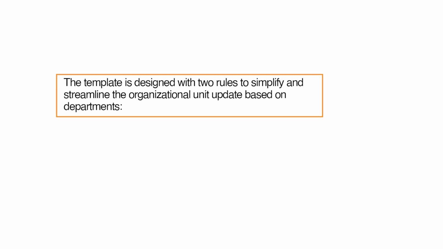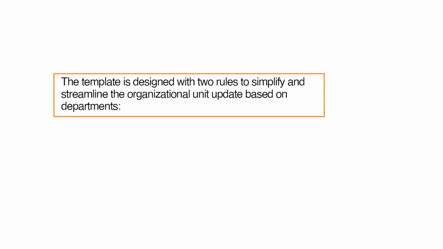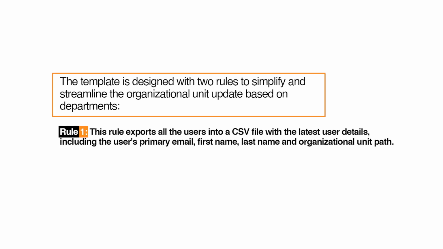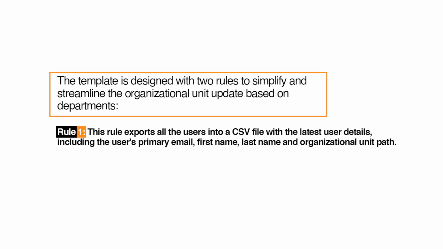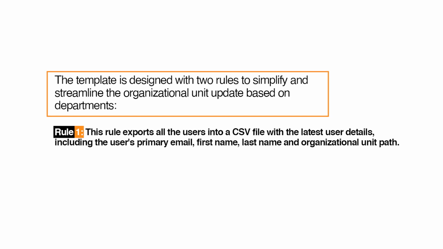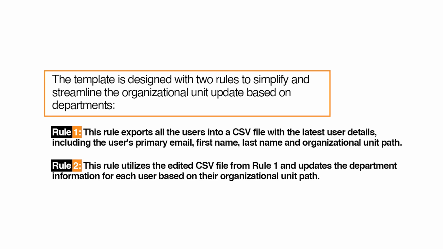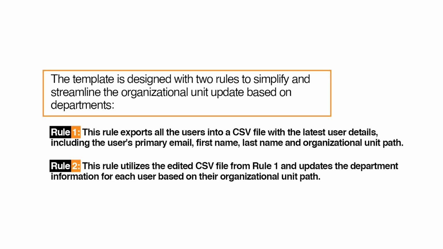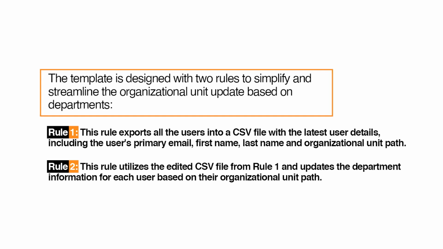The template is designed with two rules to simplify and streamline the department update based on organizational units. Rule 1. This rule exports all the users into a CSV file with the latest user details, including the user's primary email, first name, last name, and organizational unit path. Rule 2. This rule utilizes the edited CSV file from Rule 1 and updates the department information for each user based on their organizational unit path.